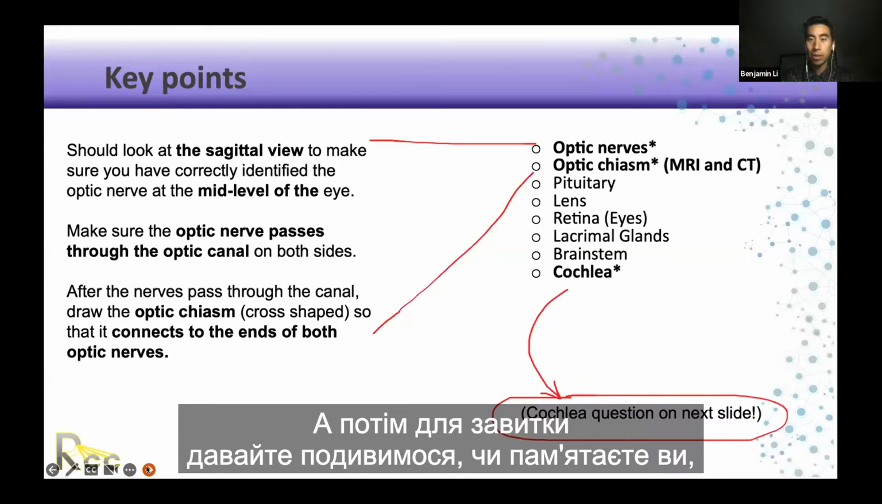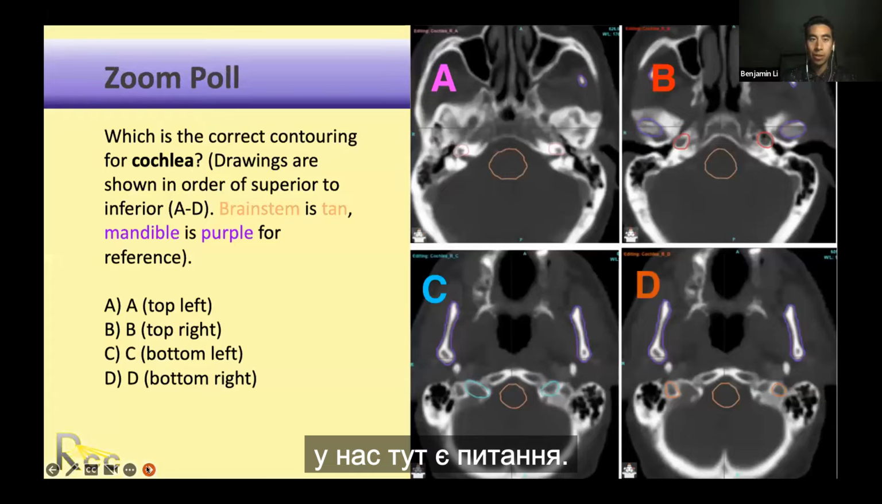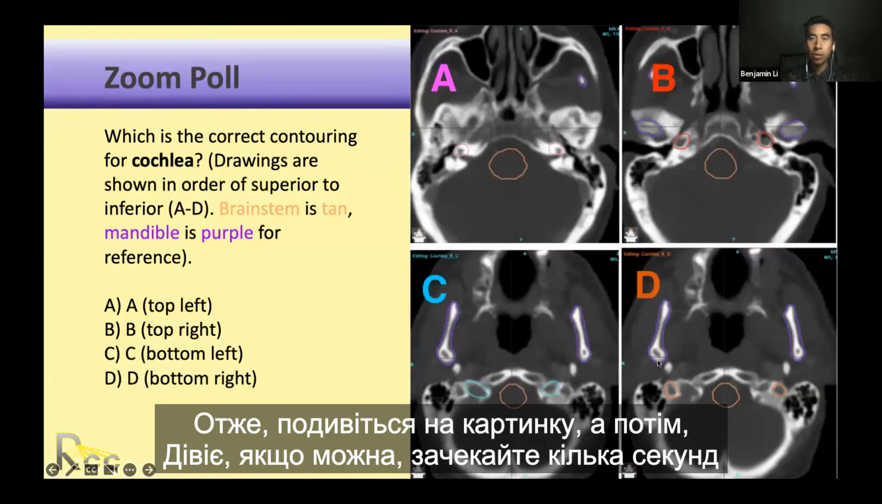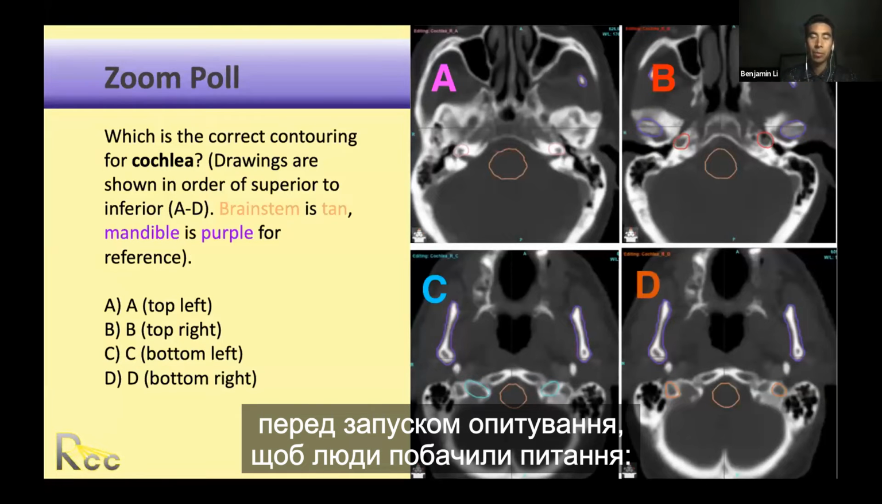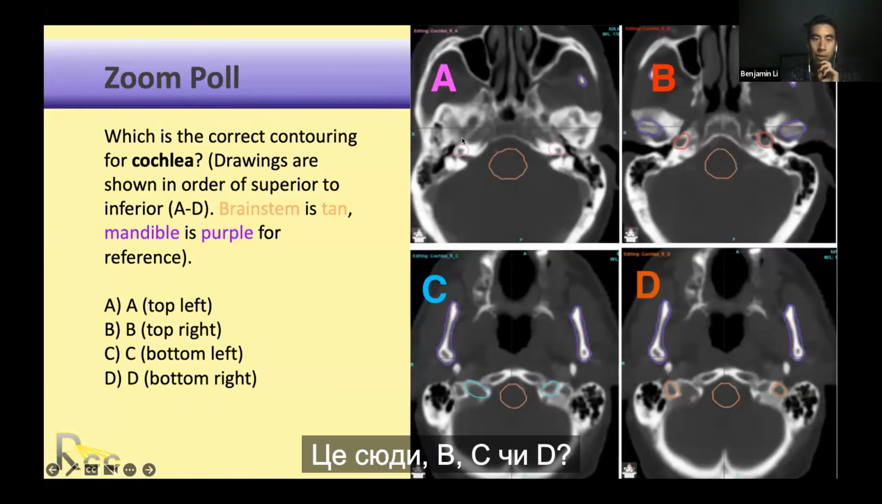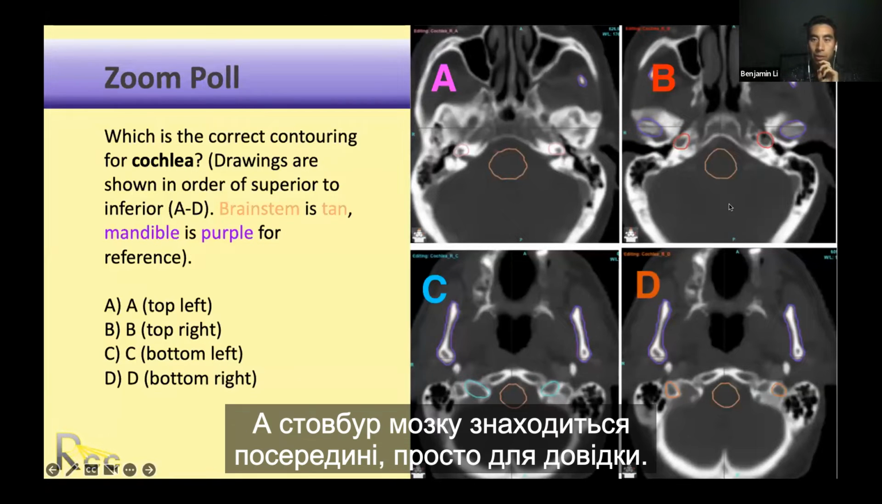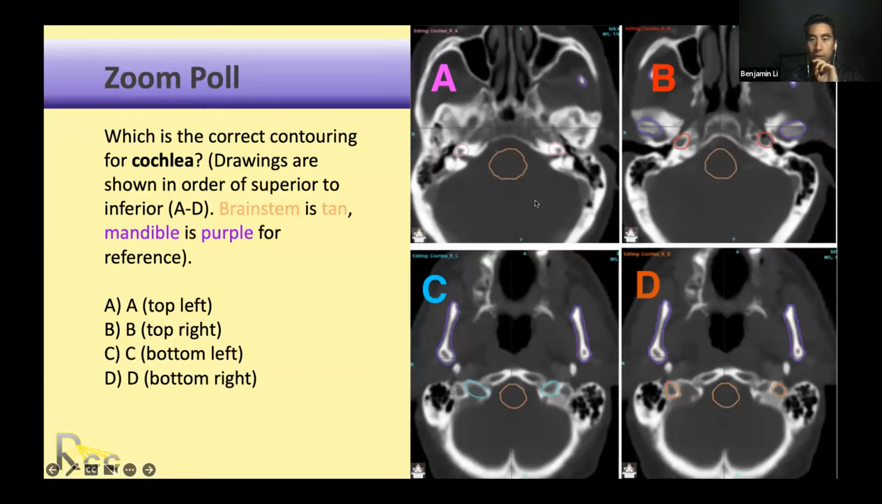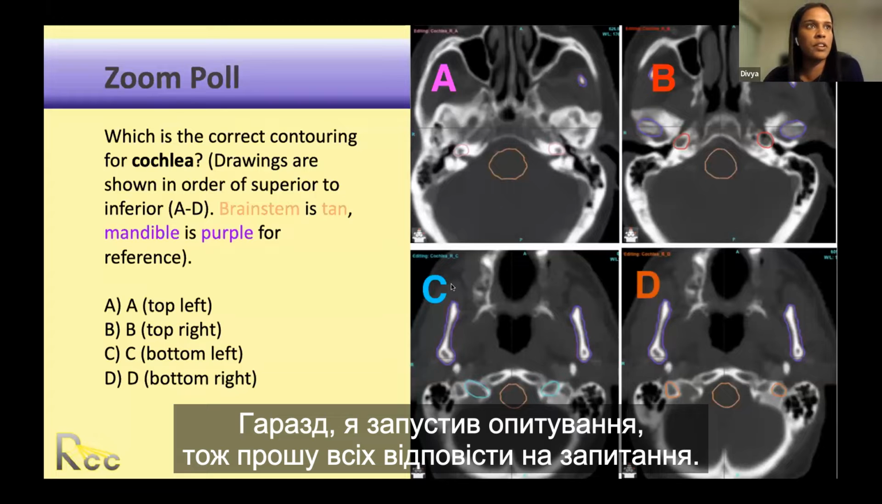And then for the cochlea, let's see if you remember, we have a question here. So take a look at the picture, and then Divya, if you can wait just a few seconds before launching the poll. Sure. That way people can see the question. Which is the correct way to contour the cochlea? Is it this way, B, C, or D? And the brainstem is in the middle, just for reference. So you can go ahead and launch now, Divya. Sure. Alrighty, so I've launched the poll, and so if everyone could answer their questions.